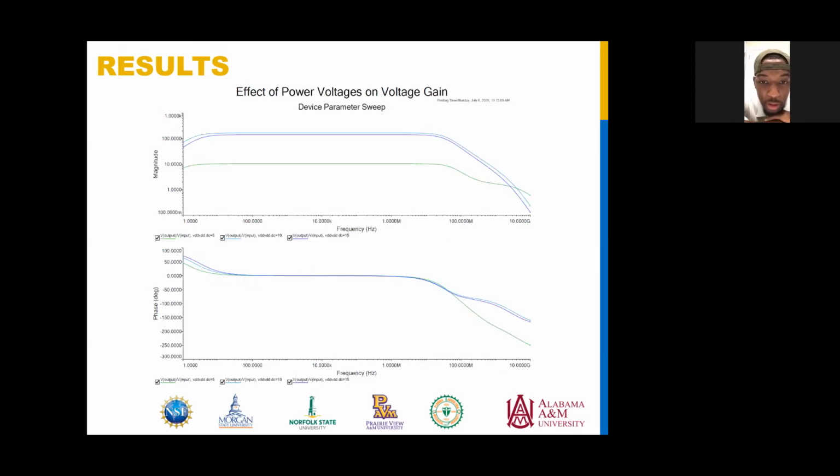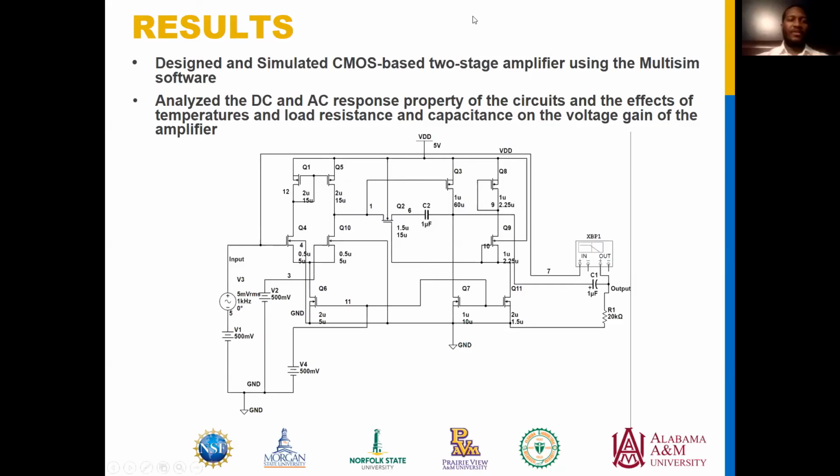Effects of power voltage on voltage gain. Also in this graph, the magnitude is about 10 with the application of about 5 degrees and decreasing at about 100 megahertz frequency. For the results, we designed and simulated a CMOS-based two-stage amplifier using the Multisim software. We analyzed the DC and AC response property of the circuits and the effects of temperature, load resistance, and capacitance on the voltage gain of the amplifier.